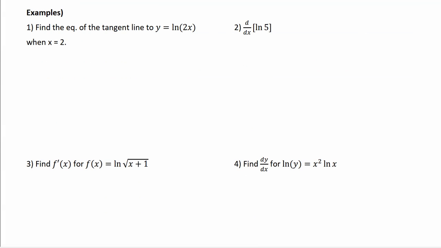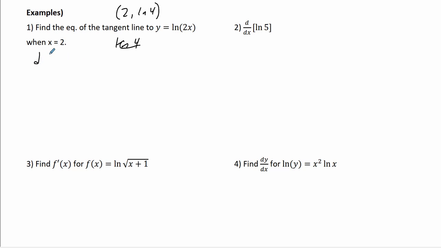All right, let's see. Find the equation of the tangent line to y equals ln of 2x. So we need to do a couple things. We need to find the derivative at 2. We need to find out what the ln of 2 times 2 is. So it's really the ln of 4, which I'm going to leave as the ln of 4. So my ordered pair is 2 comma ln of 4. So that's that.